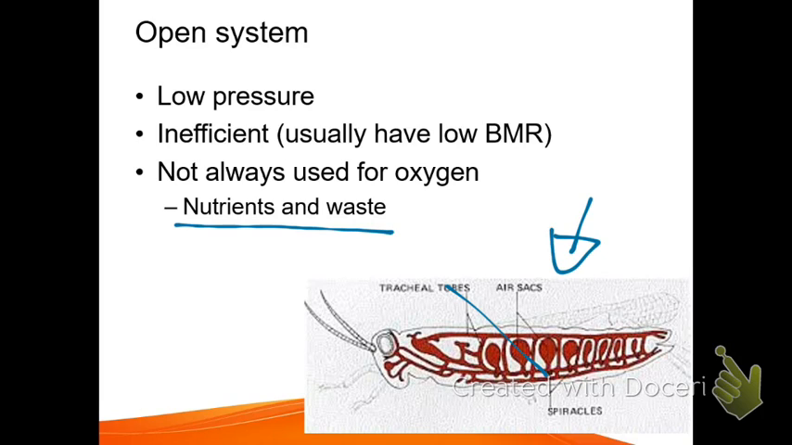One insect that has a very high BMR is a bee. Bees are very inefficient flyers, but they need to carry a lot of mass, which is themselves and then all of their pollen. So they actually have a closed circulatory system. So a bee has a closed system because it has a high BMR.